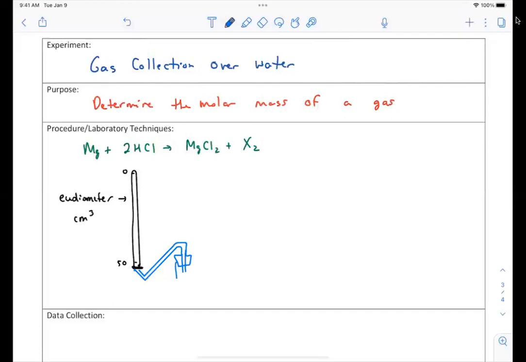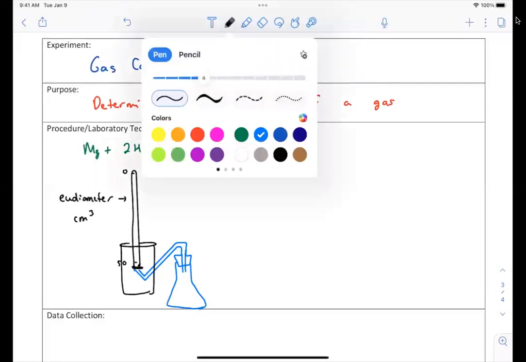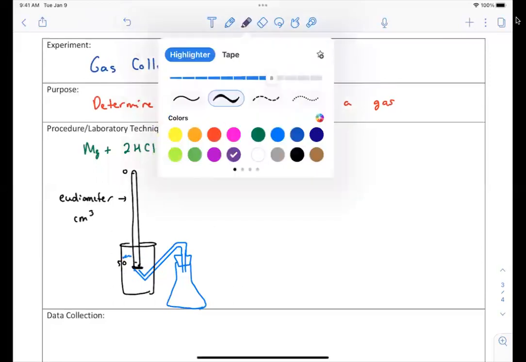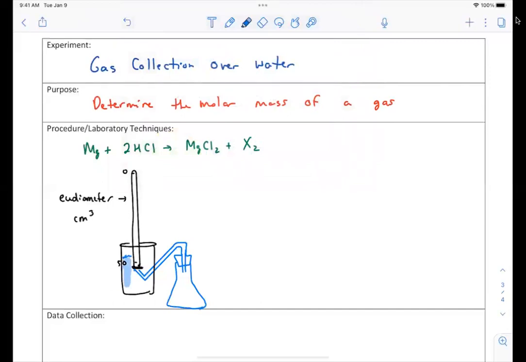Where the reaction is taking place. And we collect this gas in a beaker that's full of water. You know, let me color this in like this so you can still see stuff. And we fill the eudiometer with water as well, and then the bubbles displace that water and push it out of that container.